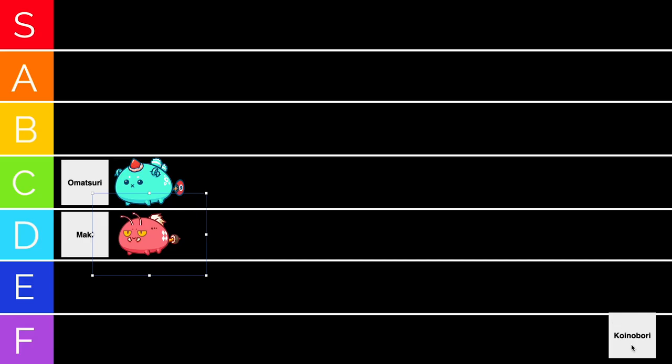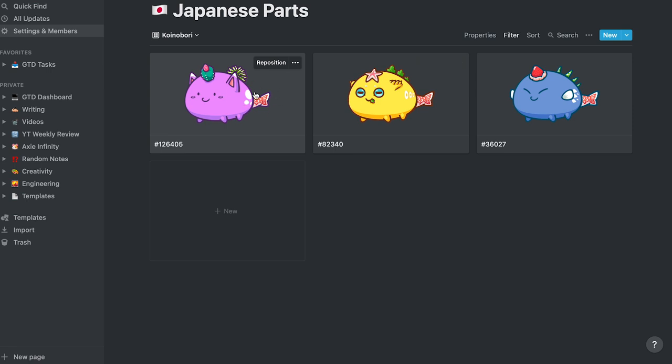The last one is Koi Nobori. Again, it's a tail, this koi looking tail on the back of these axies. How do you think it looks? Eh. So you like the way that looks? Yeah. And out of these three, which one do you think models it the best? The purple one. Cute cat.